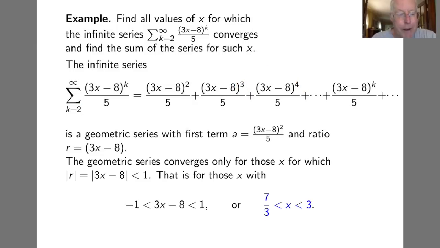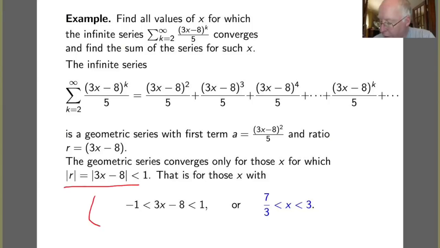Once we've identified the ratio and the first term, we go back and ask what it takes for a geometric series to converge. We know it converges only for those x for which the absolute value of r, in this case 3x minus 8, is less than 1. So we want to know when the series converges. These are the only x's that make r in absolute value less than 1. So we solve this inequality.